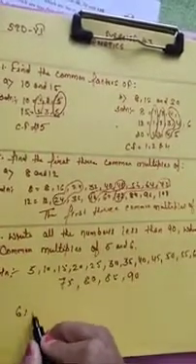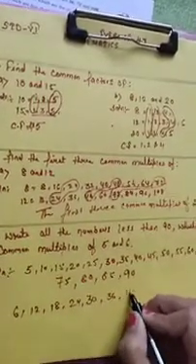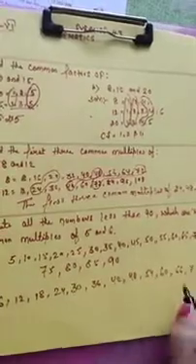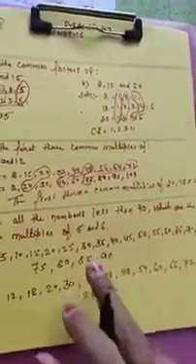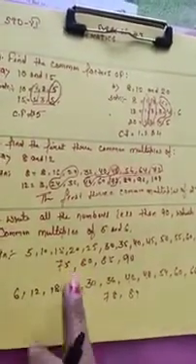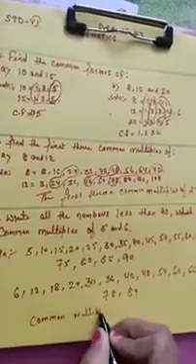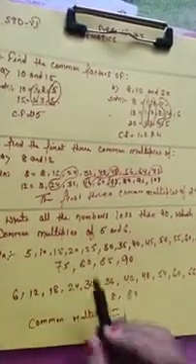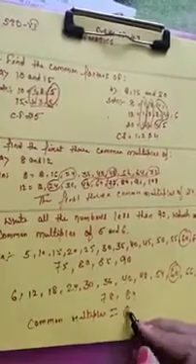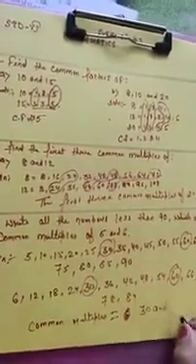So write the same table, write 6 but less than 90. 6, 12, 18, 24, 30, 36, 42, 48, 54, 60, 66, 72, 78, 84. You have to write the 5 table but less than 90, and the 6 table but less than 90. Now you have to find common multiples. So common multiples equal to, you can see here, this 60 is here, so write 60. Wait, one more is there, 30 and 30 is here, it means 30 and 60 are the common multiples.